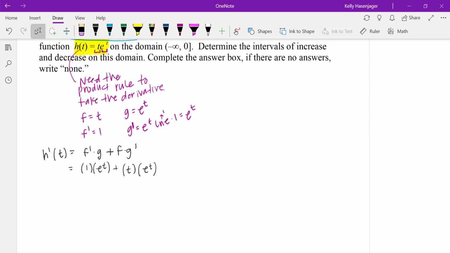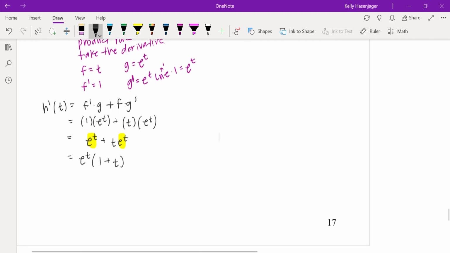Now we can factor. We notice that both terms have e to the t, so I'm going to factor that out to the front, and I'm left with 1 plus t. Again, we need that 1 there as the placeholder.